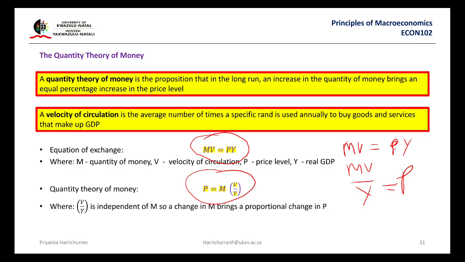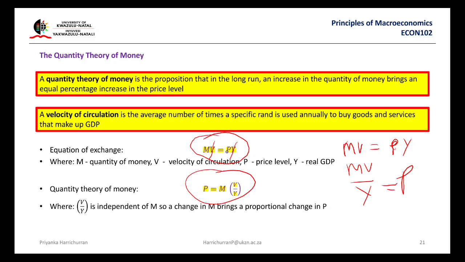Now, you might be thinking, how does this work? V is constant and Y is constant, so I'm just going to scratch them out. By constant I mean it doesn't change, so in this equation it cancels out because it's independent. It doesn't change. But what does change in this equation is M and P.